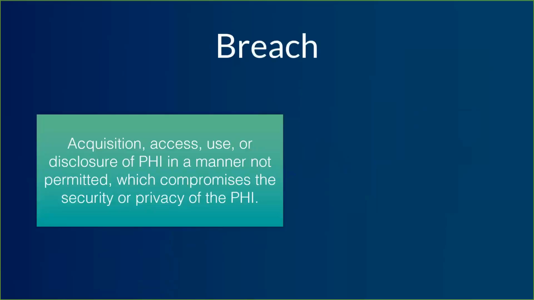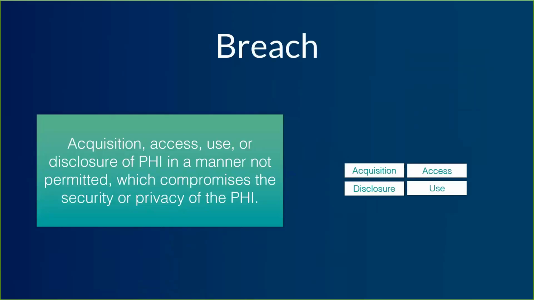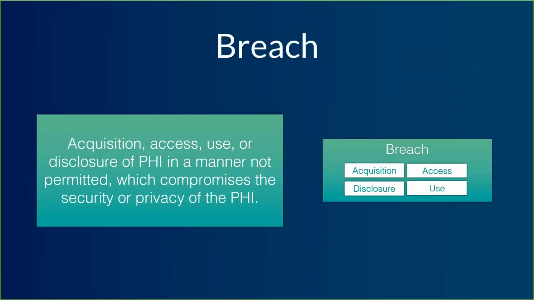Now we've got a couple different ways in which the breach can happen. So we've got acquisition, access, use, and look at that, disclosure. So disclosure is a way that a breach can happen, but it is not the only way. Disclosure is just one of those many options that all fall under the larger umbrella of a breach. Okay, so now we've got this bit that says in a manner not permitted. Well, we talked about TPO and imminent threat disclosures. Those are permitted uses. So if it's not one of those, then we're probably in breach territory.